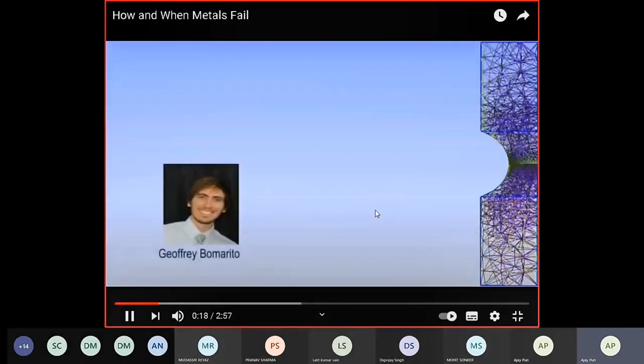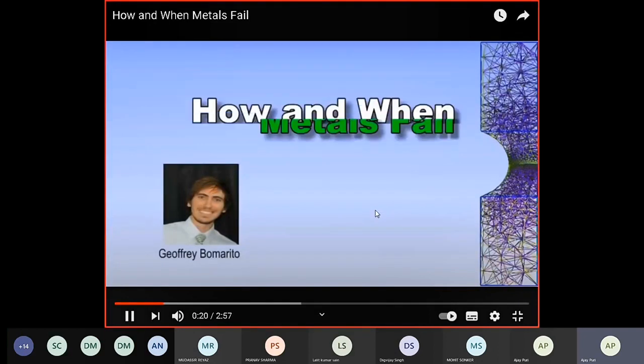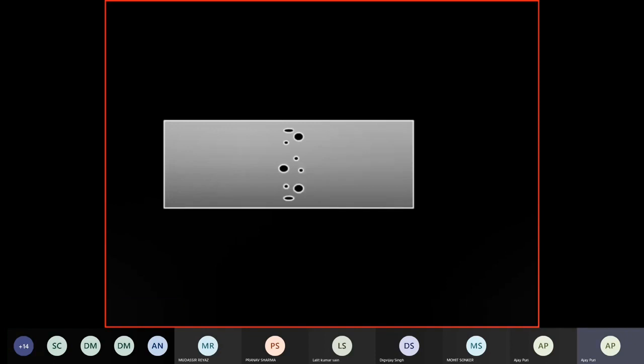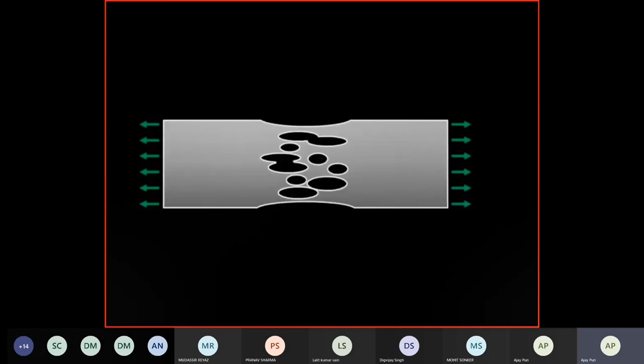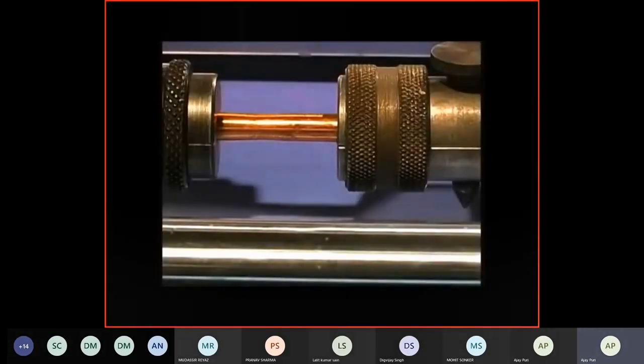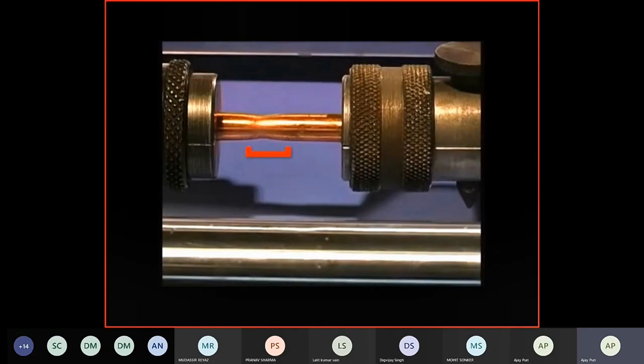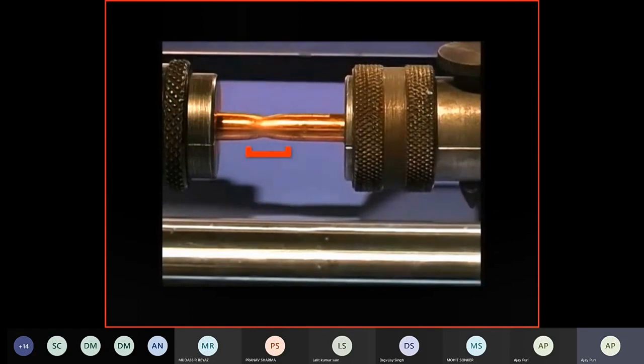Hi, I'm Jeffrey Bomarito, and I devote my time to finding out how and when metals fail. Did you know that every block of metal has tons of microscopic voids inside it? And that these microscopic voids actually play a crucial role in failure. When a metal is stretched or loaded, these voids start to grow and link together until the metal fails. If we look at a copper bar being pulled in tension, we see that it behaves the same. In the center region, it necks down until eventually it fails.